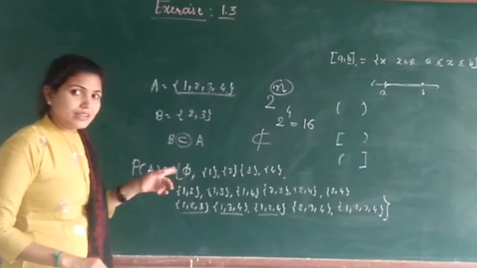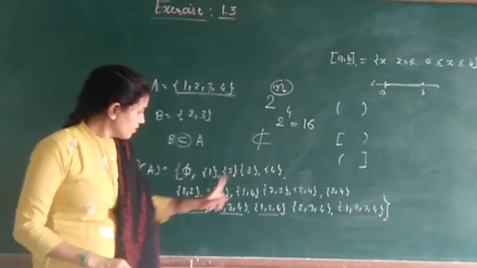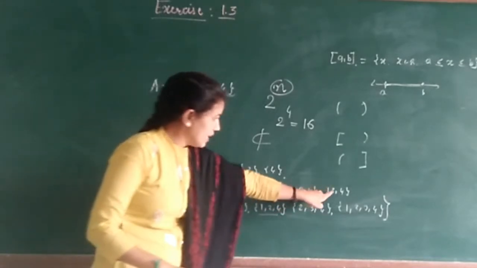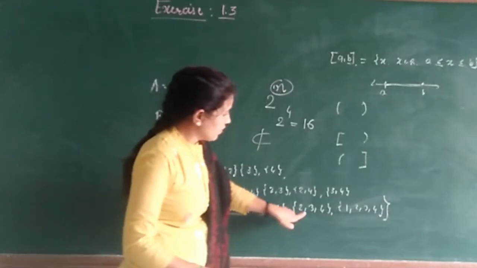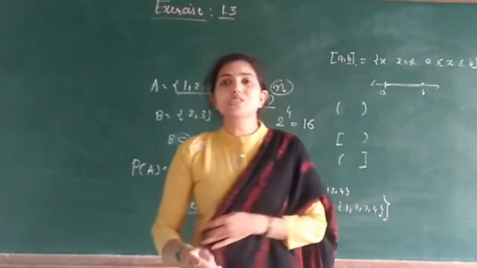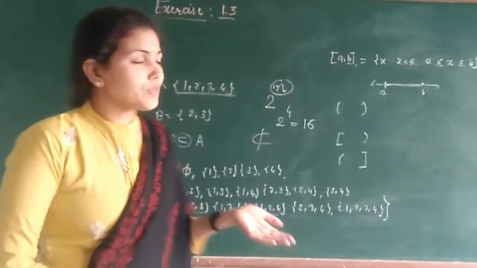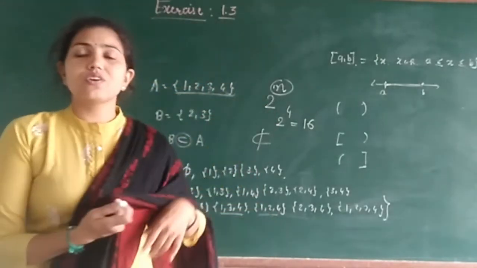Once you can check and then find it. 1, 2, 3, 4, 5, 6, 7, 8, 9, 10, 11, 12, 13, 14, 15 and 16. That means all the elements are covered. So this is the power set of A.